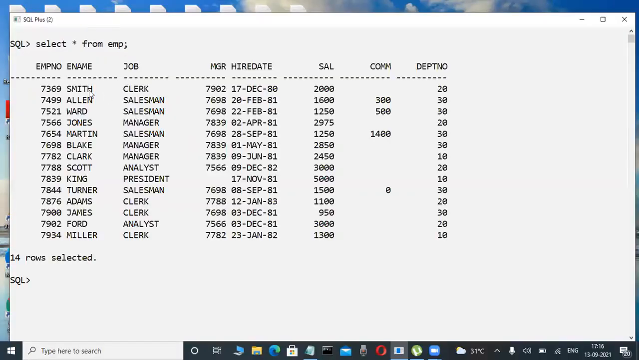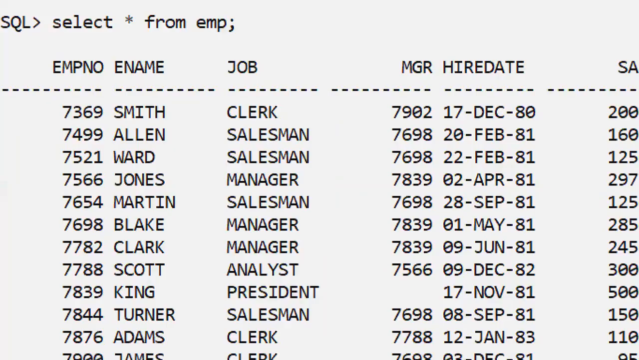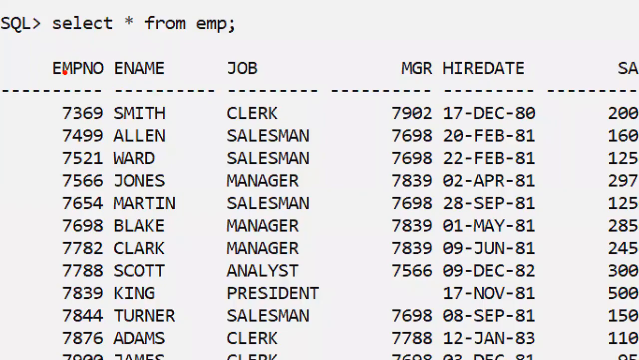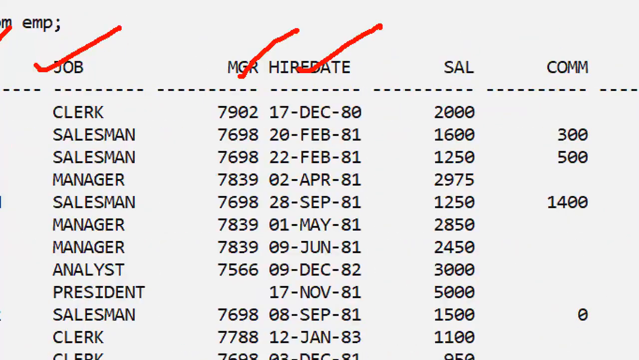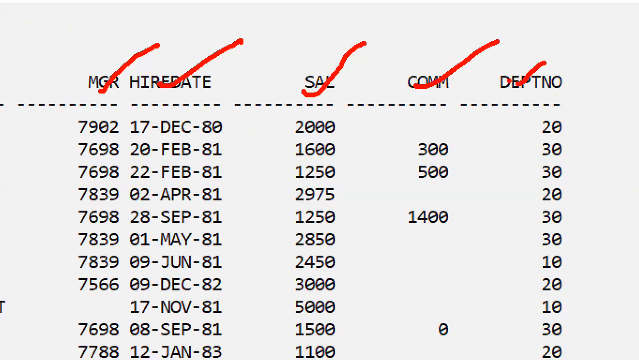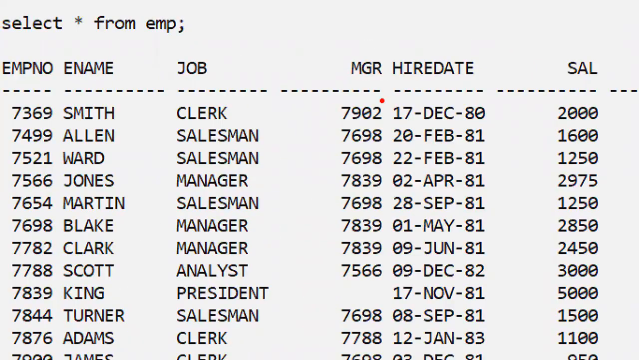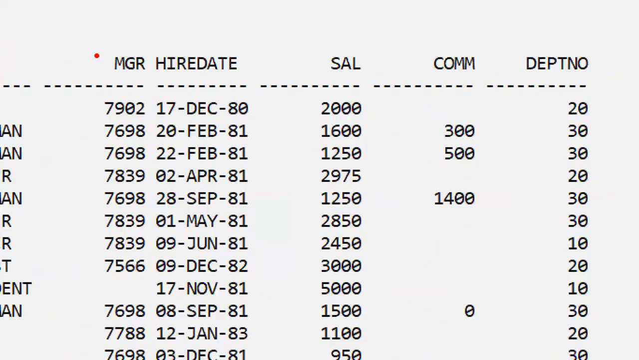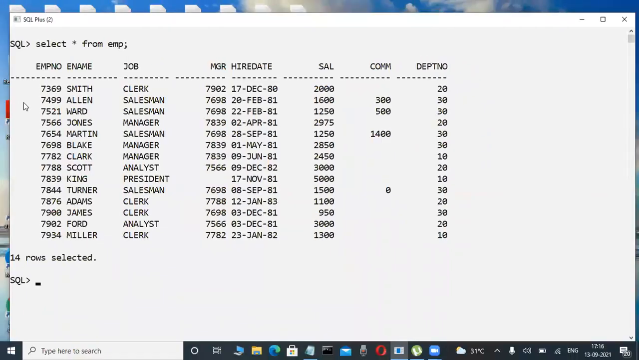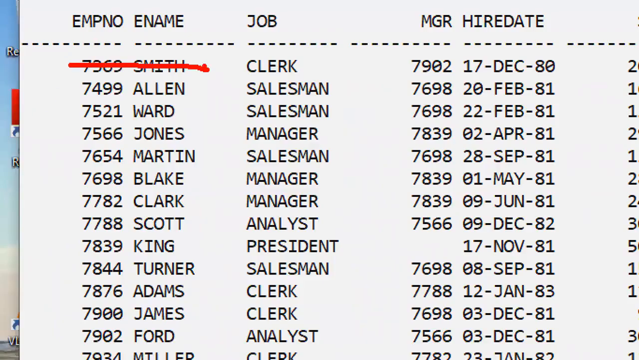I'm pressing the enter key. Here there are so many columns and rows. These are called columns. Just like these tables, you will also create tables next. The columns are employee number, e-name, job, MGR, hire date meaning joining date, salary, commission, and department number. Here are the rows. How many rows are there? This is a row. The horizontal one is called a row or tuple.